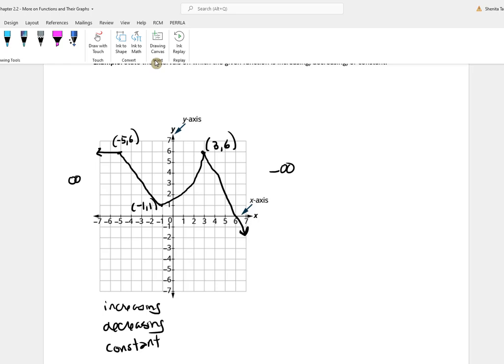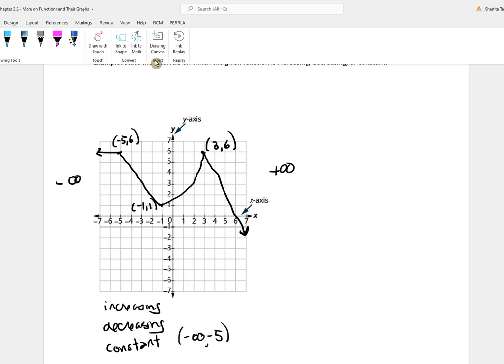If we look here, I'm sorry, I got my negatives mixed up. This is negative infinity, this is positive infinity. Sorry about that. Alright, so if we look here, there's a horizontal line, and it looks like it's coming from negative infinity to negative 5. So this is constant, negative infinity to negative 5.